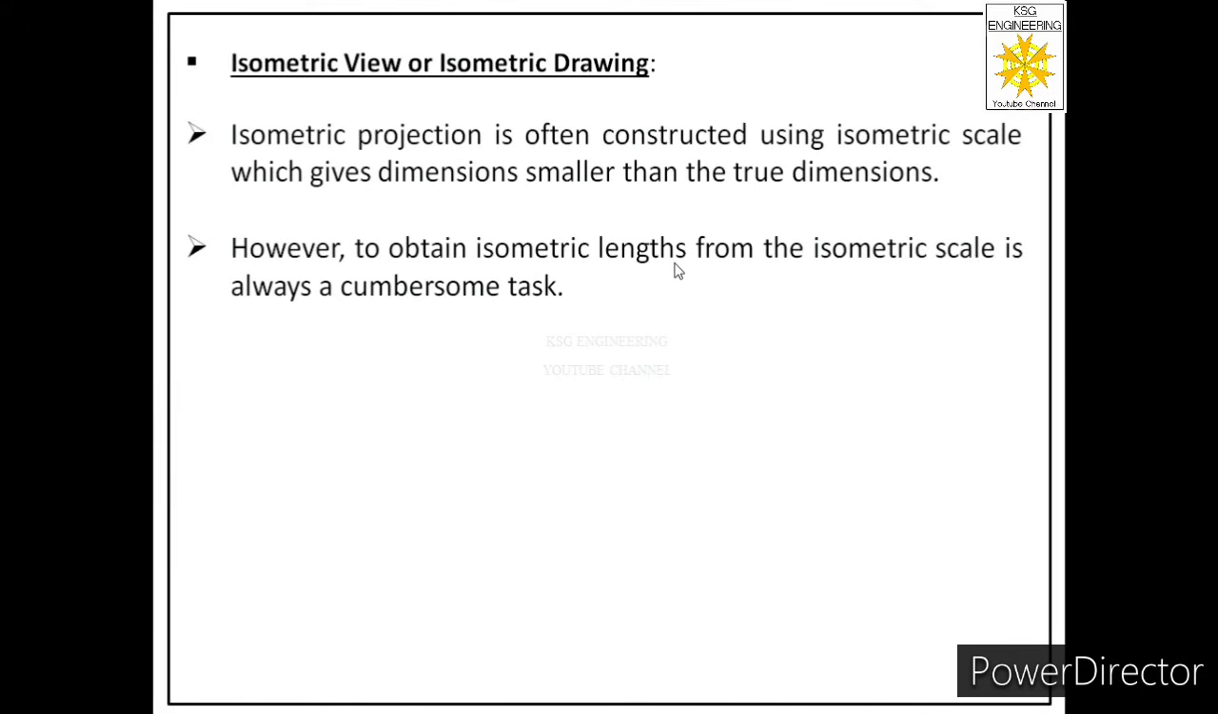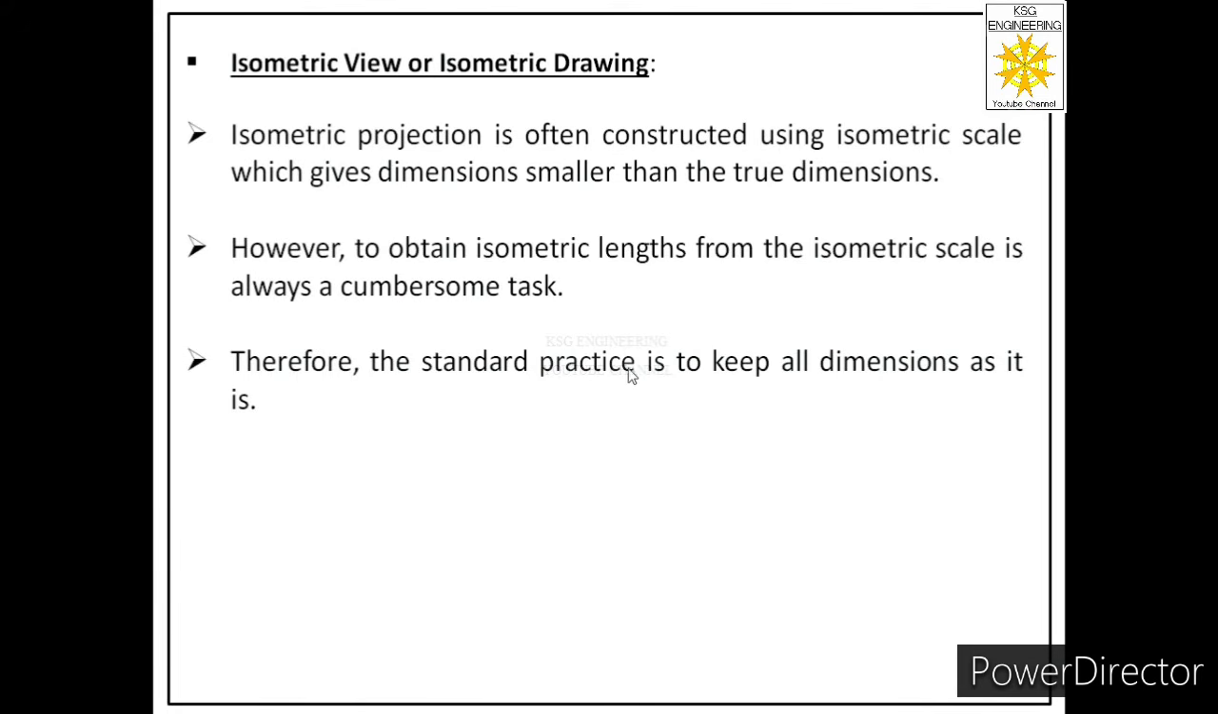However, to obtain isometric lengths from isometric scale is a cumbersome task. Of course, now let us assume that we have an object in which, let us say, 20 dimensions are there. So we have to reduce those actual dimensions first to isometric lengths by using isometric scale. That means we have to do reduction 20 times. So that is quite a difficult task. The more the number of dimensions in an object, the more difficult this task will become. Therefore, the standard practice is to keep all dimensions as they are.